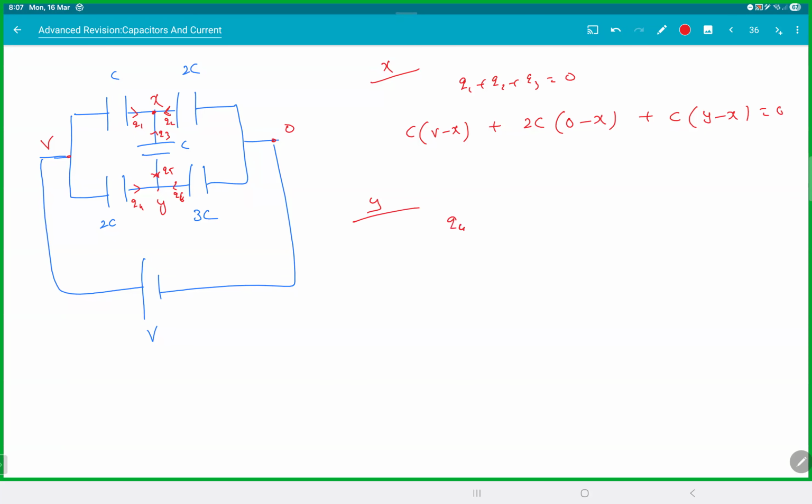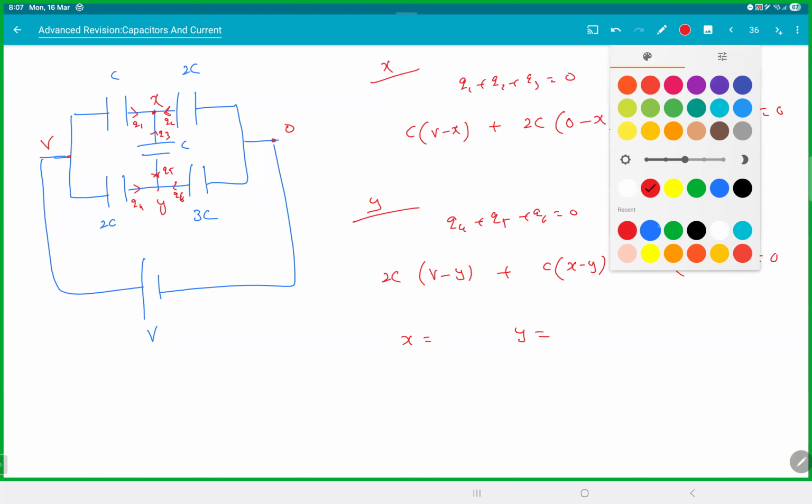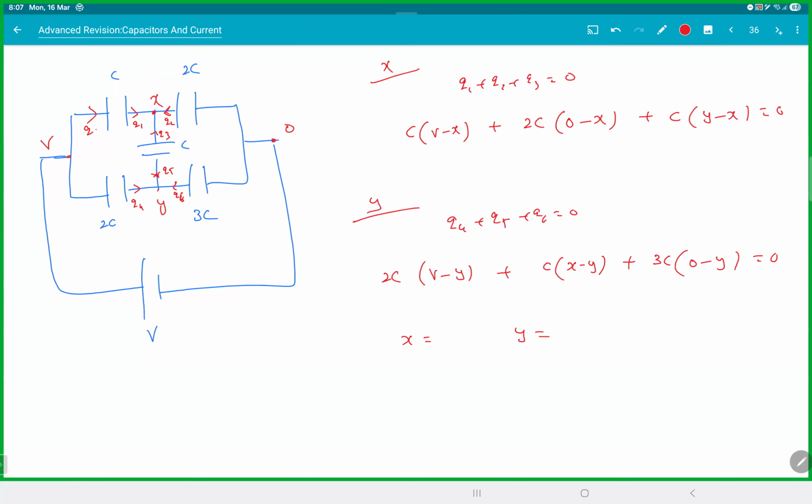When you write at junction Y, Q4 plus Q5 plus Q6 is equal to 0. This is (V minus Y) into 2C, plus Q5 will be C into (X minus Y). You can choose the direction of the arrow however you want. Doesn't matter. So plus 3C into (0 minus Y). Two equations, two unknowns. You'll get X and Y from here. And then what is the charge flowing through this? This is Q1 and this is Q4, that means from the battery you're getting charge Q1 and Q4. Therefore, C equivalent must be the charge from the battery, which is (Q1 plus Q4) by V.